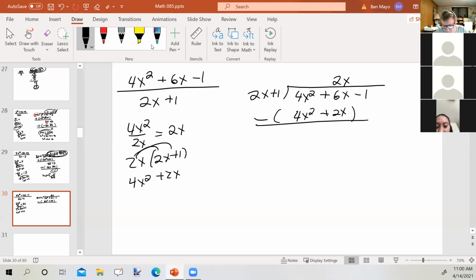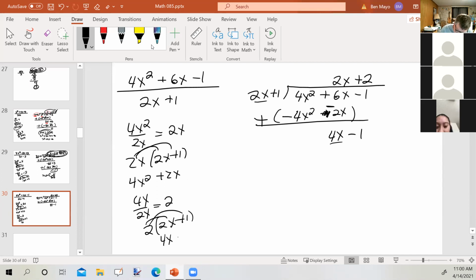If I'm going too fast, let me know. Change that to addition of the opposite. 4x squared plus negative 4x squared is 0x squared. 6x plus negative 2x is 4x. Bring down the next term. So then we're going to take the leading term inside divided by the leading term outside, and we get 2, so plus 2. We're going to take that times the divisor, the 2x plus 1, and distribute.